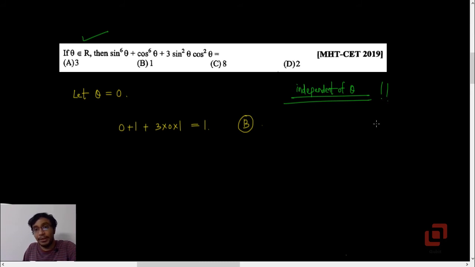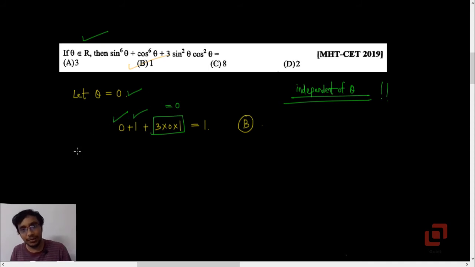What does it mean? It means that you take any real number theta and put it here, you are going to get the value of the expression. So put theta equal to 0 and see what you get. Sine raised to 6 theta is 0, cos theta is 1, so 1 raised to 6 is 1, and because you have sine theta here, this entire expression will be 0. So what did you get? 1, option B. Done.